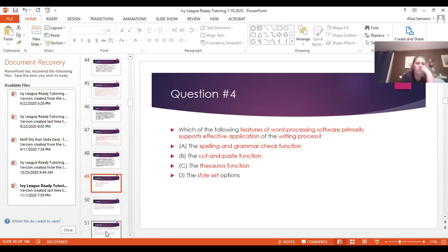So we're talking about word processing software, and it needs to primarily support effective application of the writing process. What is the writing process? It is first being able to brainstorm what you're going to talk about. It is the drafting stage. It is the revision stage, the editing, and then the publishing stage.